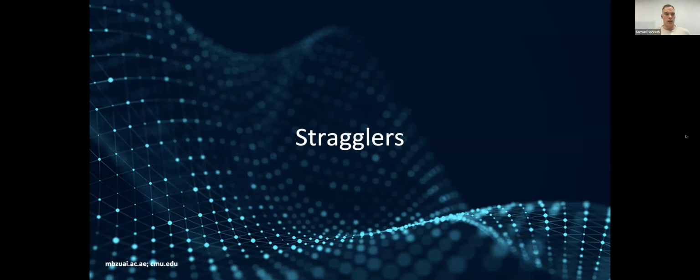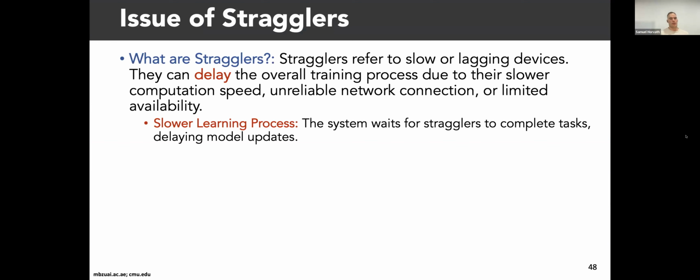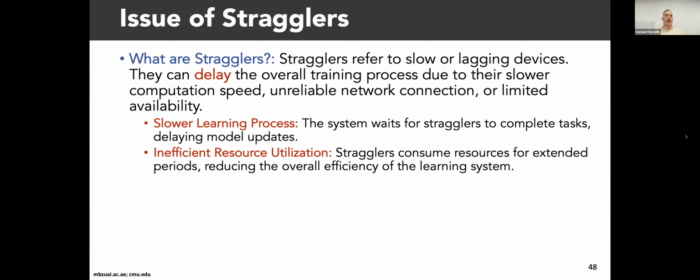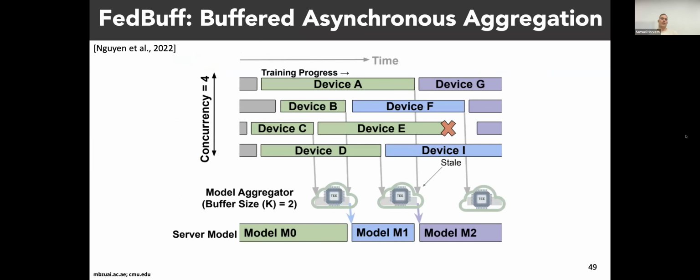So let us now look into the issue of the stragglers. So what are stragglers? When we refer to stragglers, we refer to slow or lagging devices. As a result, they can delay the overall training process due to their slower computational speed, unreliable network connection, or limited availability. So this might overall slow the learning process, or we might have very inefficient resource utilization, or actually affect the quality of learning. So the model that we converge to might not be as good as if all the clients do all the work that we require.